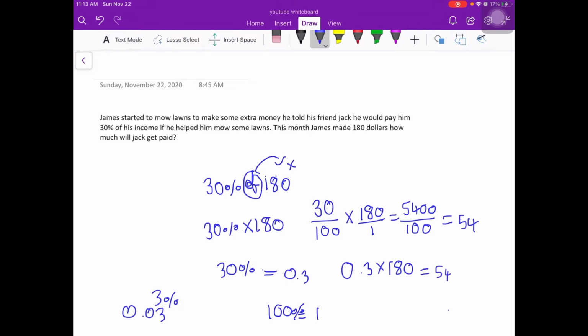This is my way of doing it. It's easier than doing it the fraction way because the fraction way just has more steps to it. I think the decimal way is much easier, so I prefer doing the decimal way. Now we're going to look at another question.